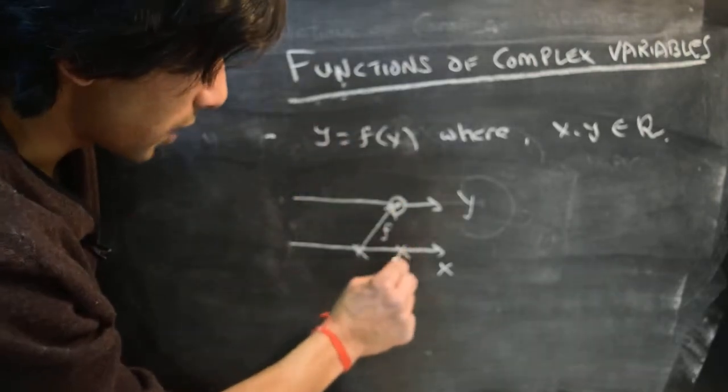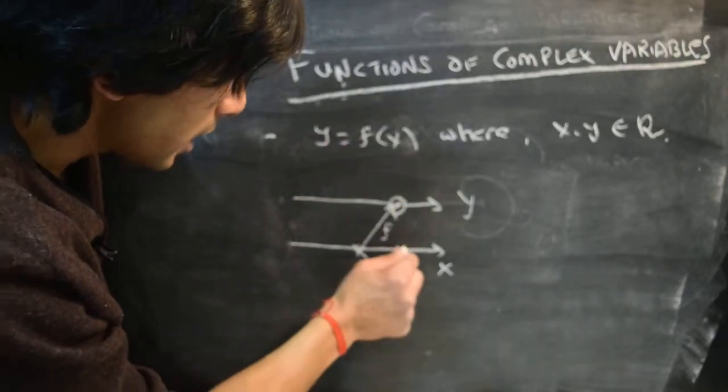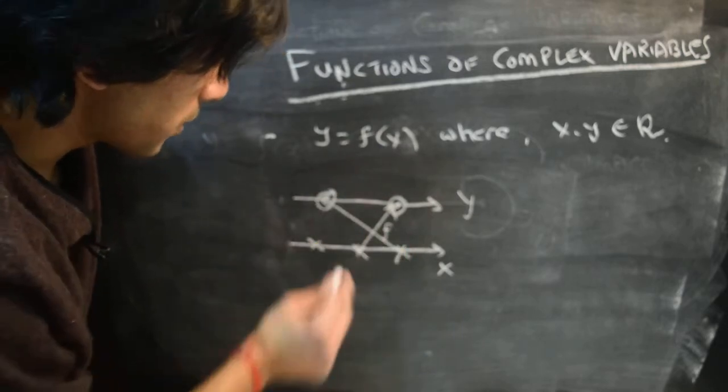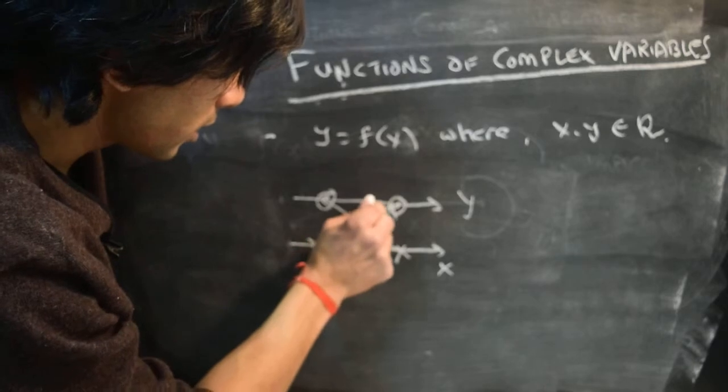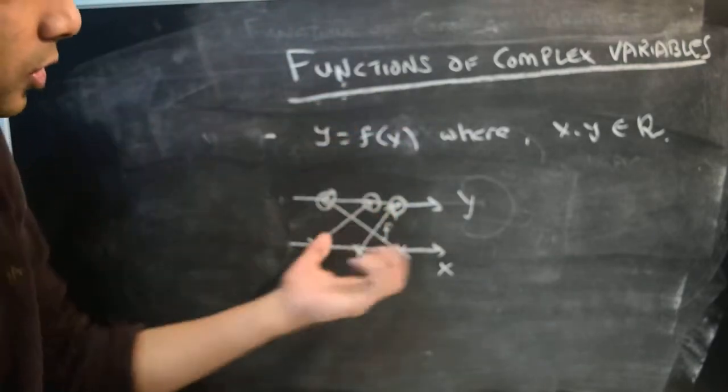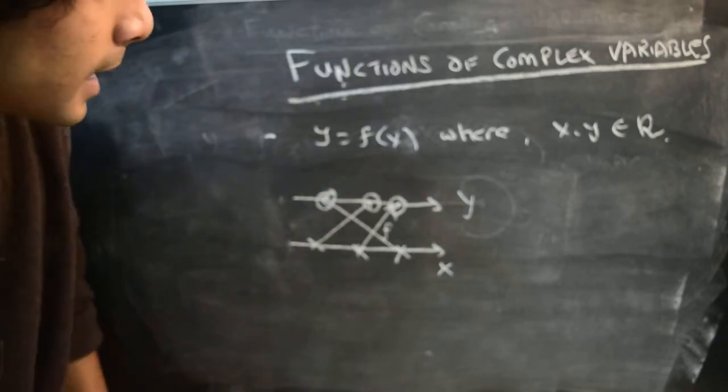So for instance, if you have another element small x, its image might be somewhere here. So we can draw an arrow like this. We might have some element here whose image is here, and then we can draw an arrow like this. And we can depict this function using this kind of plot.